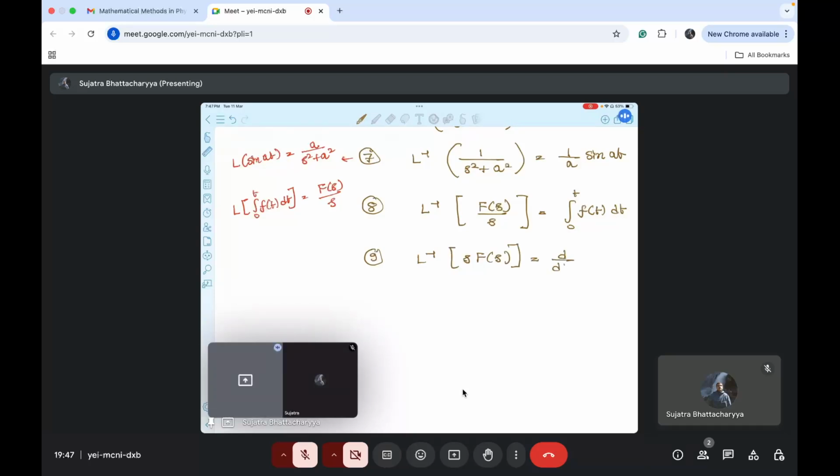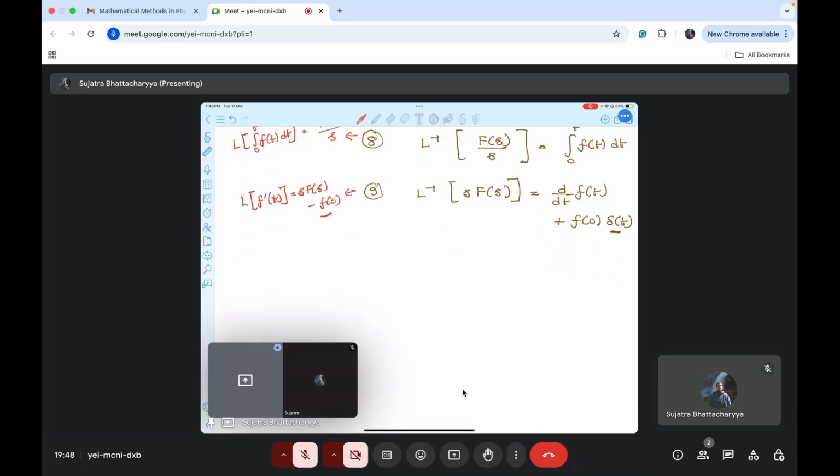It will be d/dt of f(t) plus h0 into delta t, because actually it is SFS minus f(0). So you can write it like this. So it's kind of a Dirac delta or Kronecker delta. Where this is coming from is also easy. This is coming from the Laplace transform of f'(t), which is nothing but SFS minus f(0). All right, so this is where it is coming from.